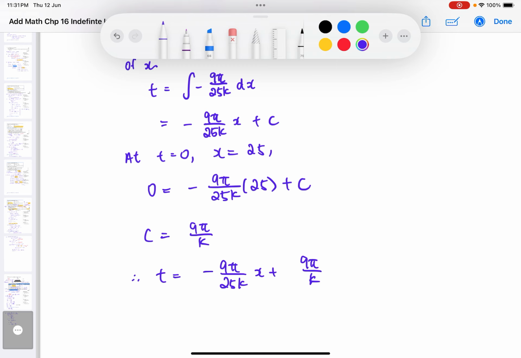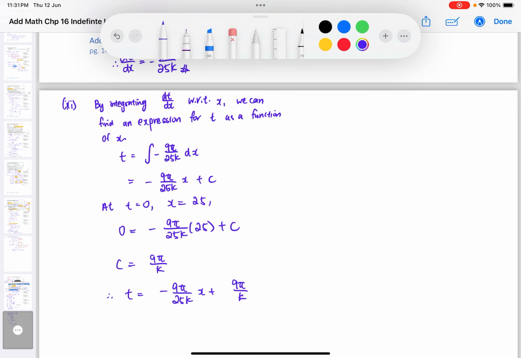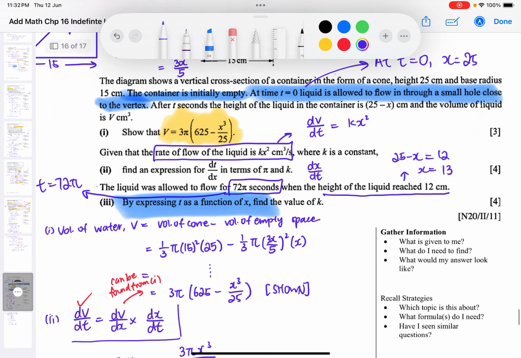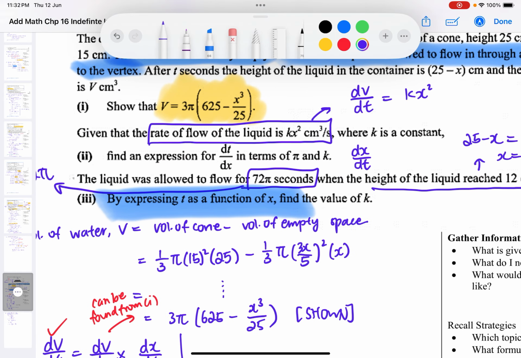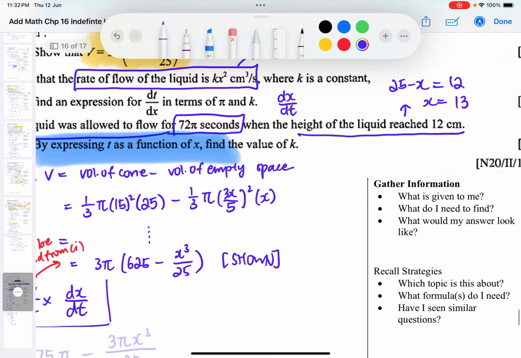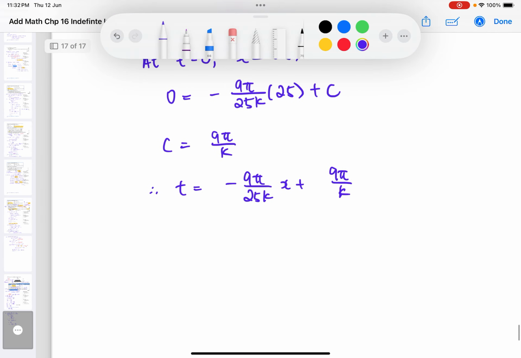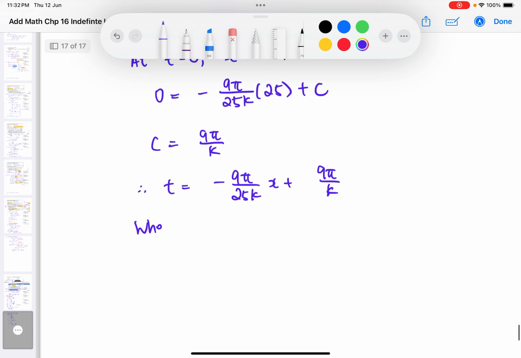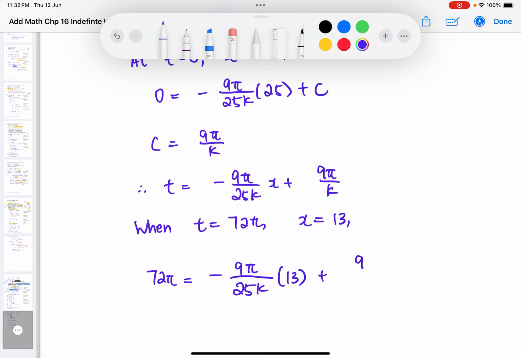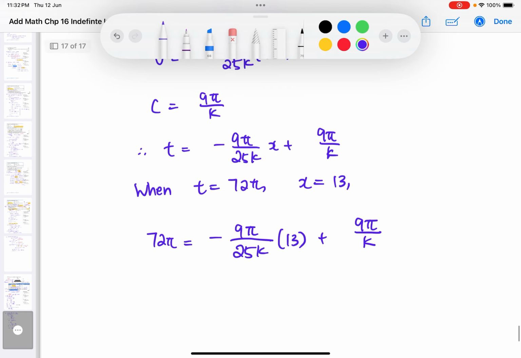Okay, then the question says find the value of k. Like, then what's given? The liquid was allowed to flow for 72 pi seconds when the height of the liquid reaches 12 cm. Okay, so that's the last information given to us in the question. When t equals to 72 pi, x is 13. So let's sub that in. 72 pi equals to negative 9 pi over 25k bracket 13 plus 9 pi over k.